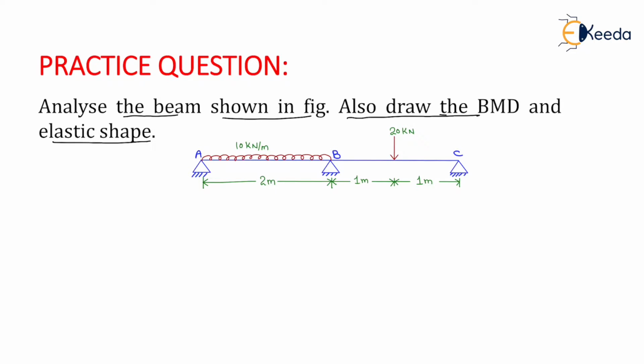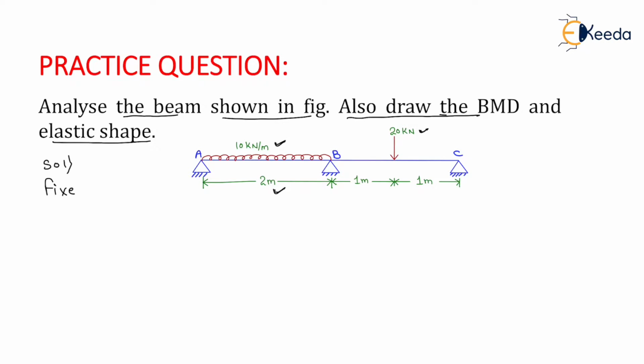In this beam, there will be three hinge supports at A, B and C. Span AB will carry a uniformly distributed load of intensity 10 kN per meter, having a span of 2 meter. Similarly, BC will carry a point load of 20 kN at the center, having a span length of 2 meter. Now, for analyzing this beam, first of all, we need to find the fixed end moments.